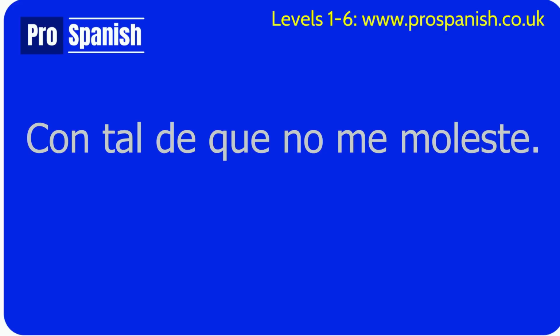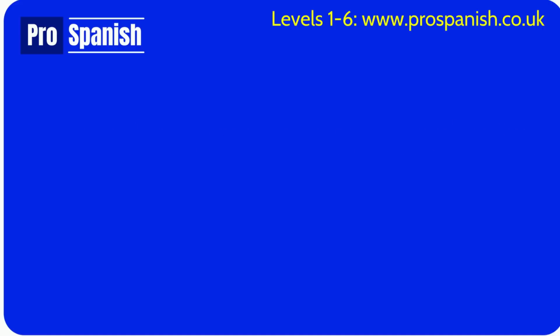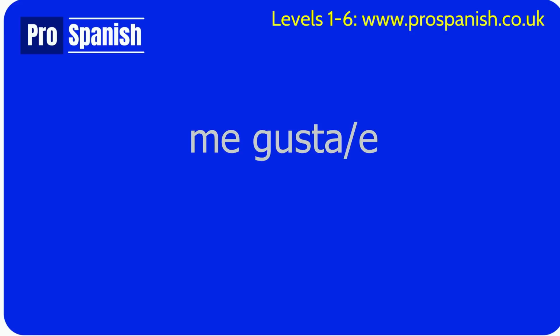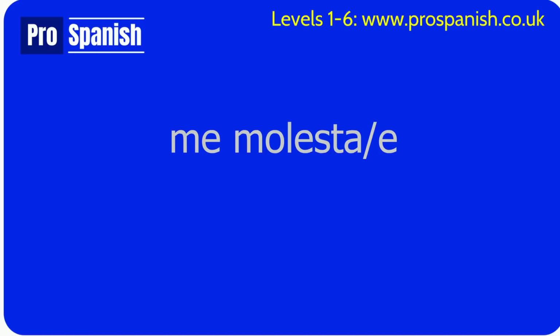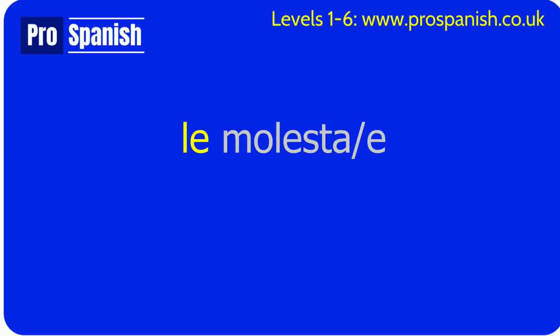And obviously that me moleste could be provided that it doesn't bother me, provided that he doesn't bother me, or provided that she doesn't bother me. So, con tal de que no me moleste, as long as, provided that he doesn't bother me, she doesn't bother me. So we know that me gusta is I like it, and in the subjunctive, me guste. And it's all to me, in the same way as me molesta, it bothers me, or in the subjunctive, me moleste. What about if it was, it bothers him or her? Then instead of me, it's le. So it bothers him, le molesta, or it bothers her, le molesta. And obviously, again in the subjunctive, le moleste.